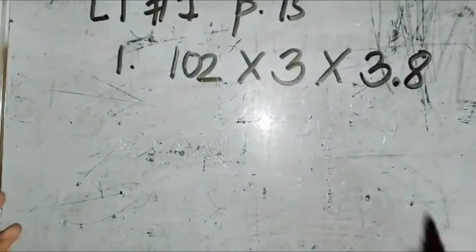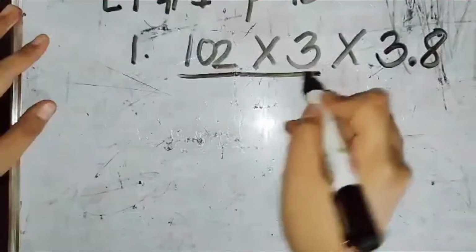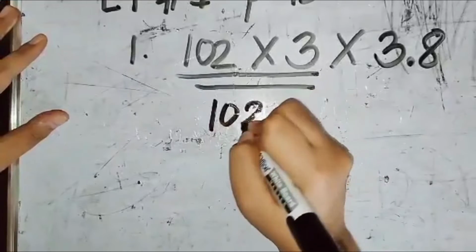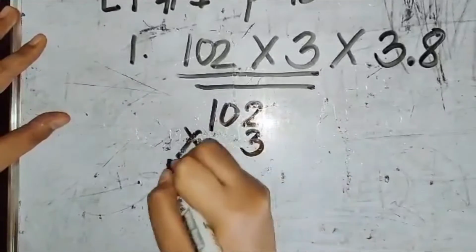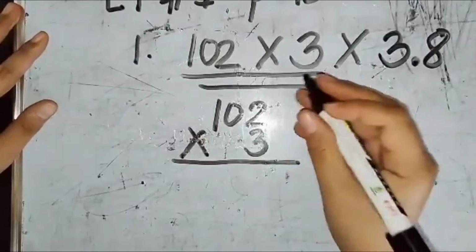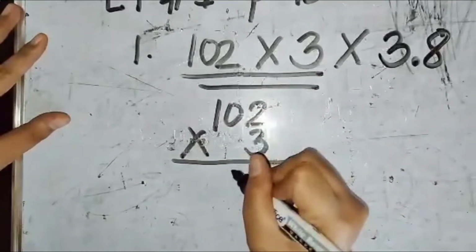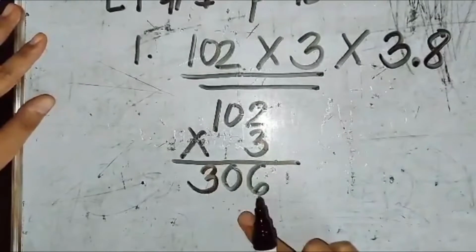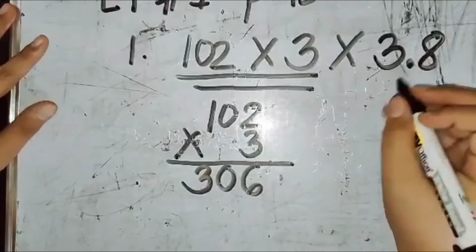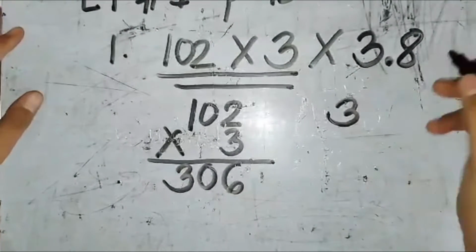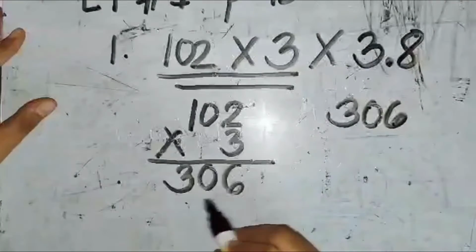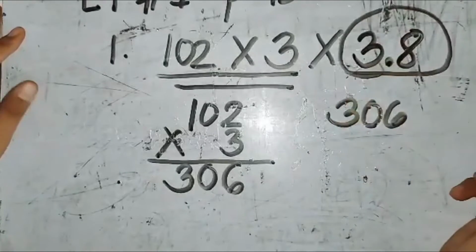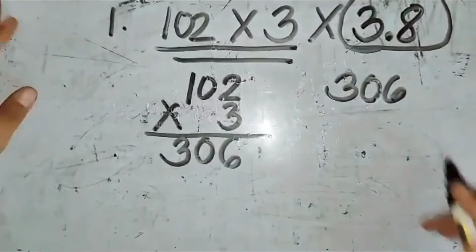Okay, now, katulad ng turo ko kanina, first thing first, you have to solve the first two factors. So, 102 times 3. Okay. Times mo muna. 3 times 2 equals 6. 3 times 0 is 0. 3 times 1 is 3. So, you have there 306. Sulat ko muna dito ha, para hindi tayo mabitin sa space mamaya. So, you have there 306. And then, time for it to multiply it by 3.8.